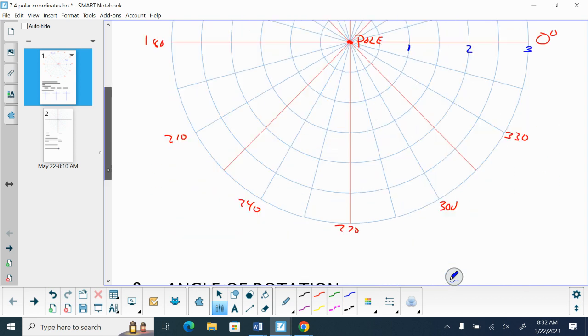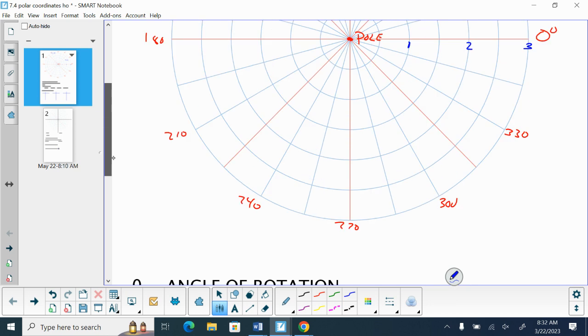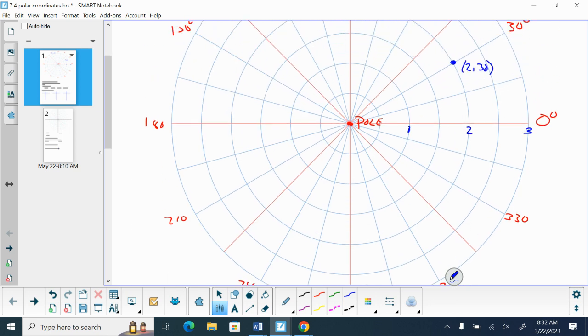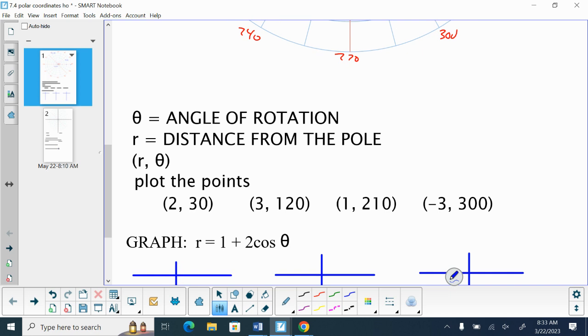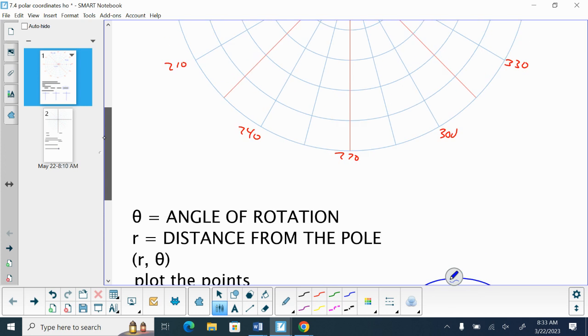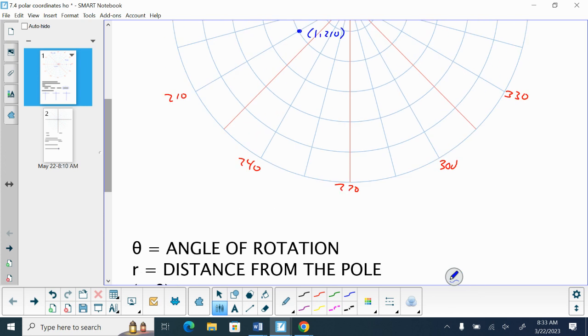That would give us our (3, 120). Then we have (1, 210), which would be this point. And just like we did in trig class, this here tends to be the mystery one: (-3, 300). If I go out the 300 line here and put this point, this would be the point (3, 300).